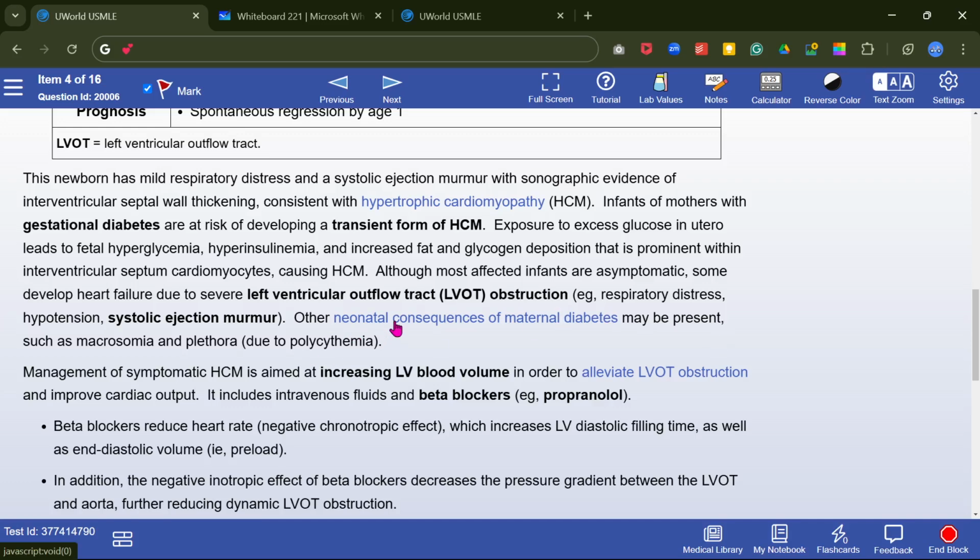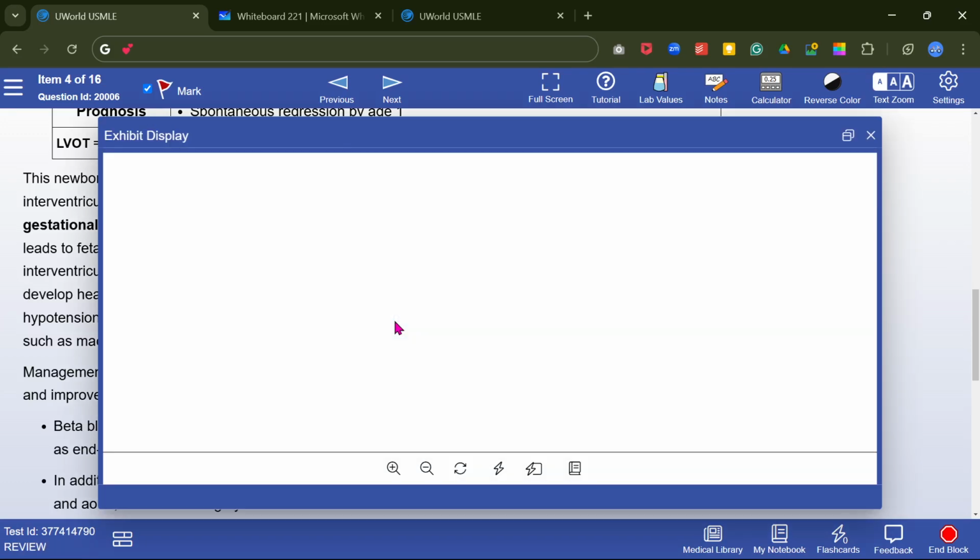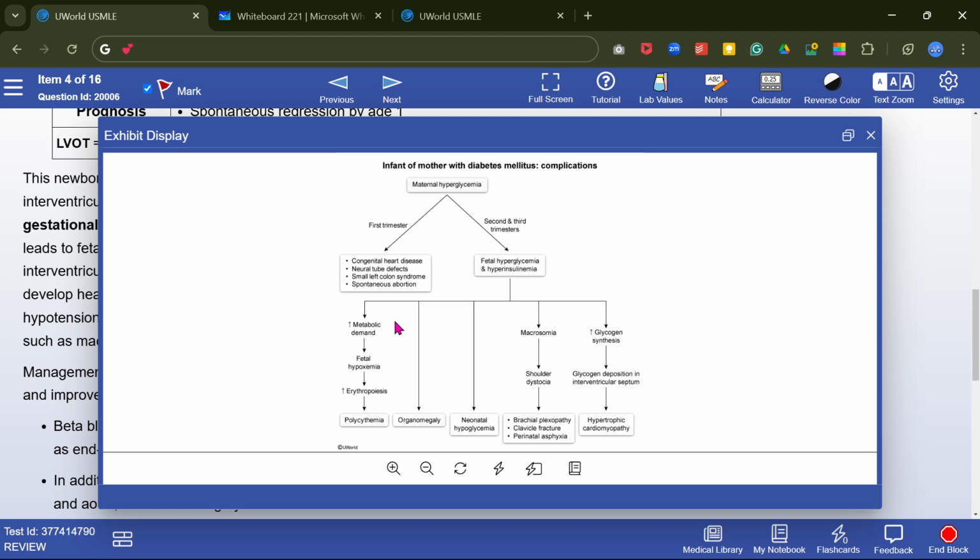Other neonatal consequences of maternal diabetes: hyperglycemia in the first trimester causes CNS and congenital left heart syndrome, neural tube defects, spontaneous abortion, and small left colon syndrome. And in the third and fourth features, hyperglycemia and hyperinsulinemia may cause polycythemia, organomegaly, and neonatal hypoglycemia.